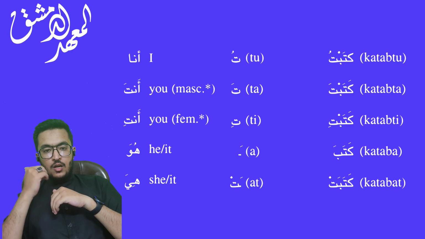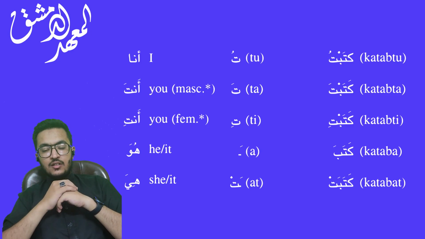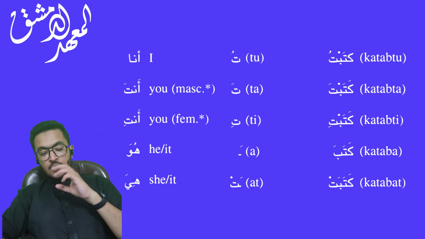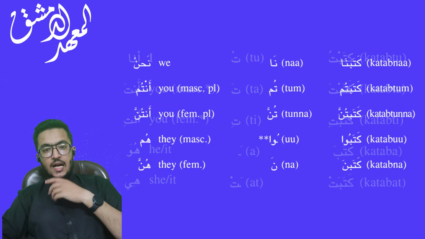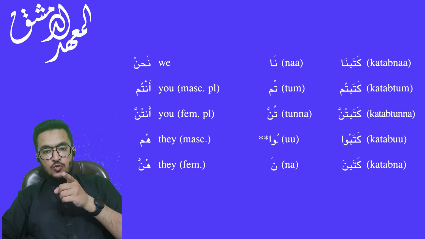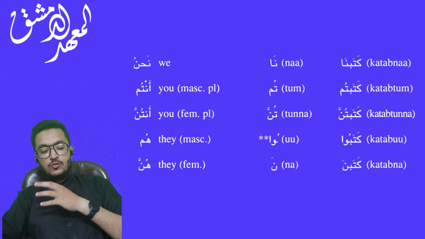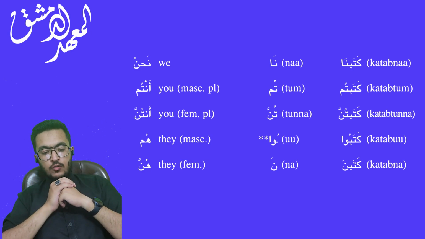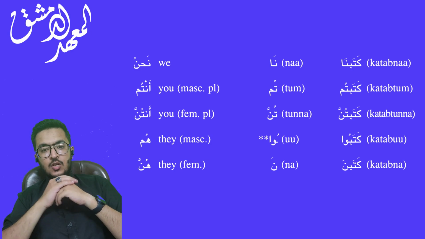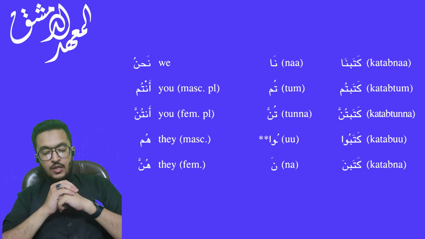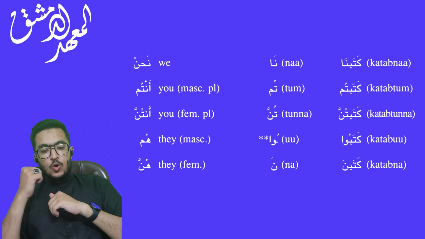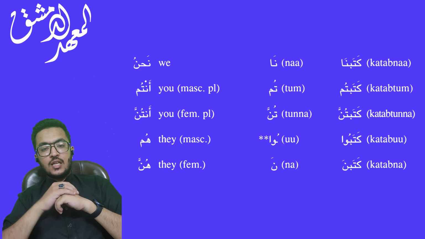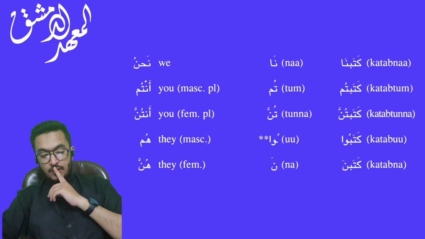Then we have huwa, he wrote, kataba. Then we have hiya, she wrote. It will become katabat. Then we have the plurals. For example, nahnu means we, antum means you all, antunna means you all, but all ladies, all females. Then we have hum, which means they, and then we have hunna, which also means they. So katabna, we wrote. Katabtum, you all wrote. Katabtunna, which means you all wrote, but all feminine. Then we have hum, it becomes katabu. Then we have hunna, it becomes katabna. Hunna means they, but all feminine.